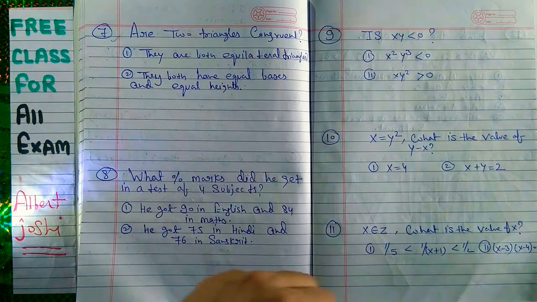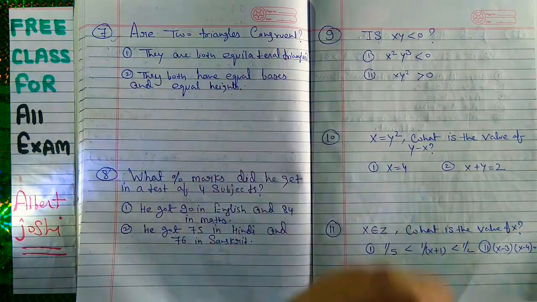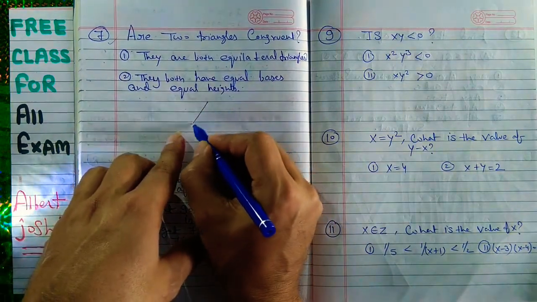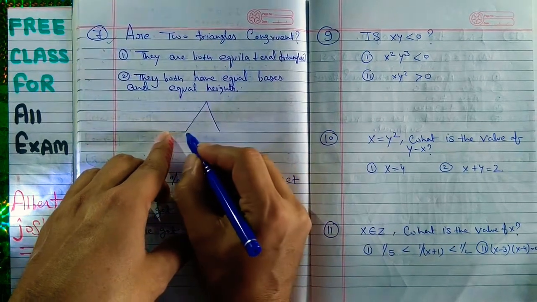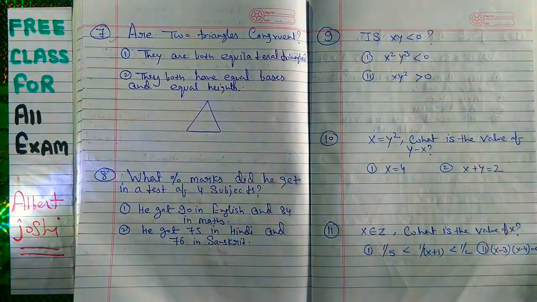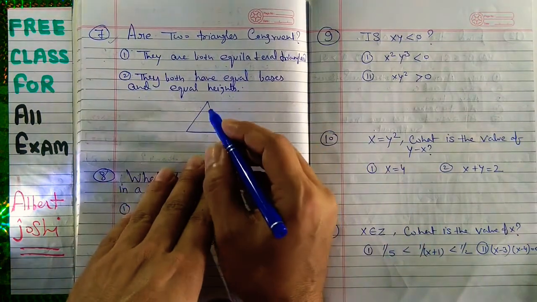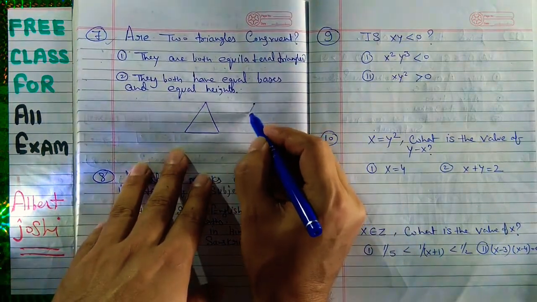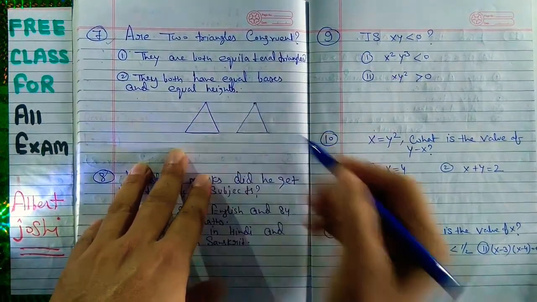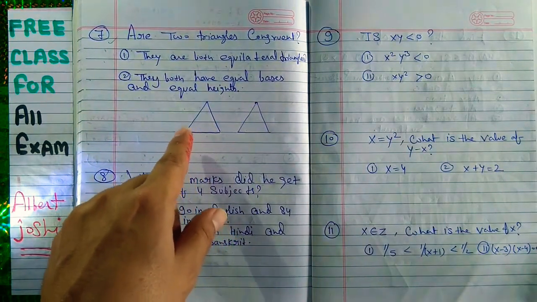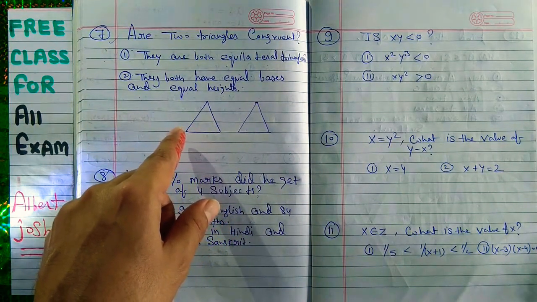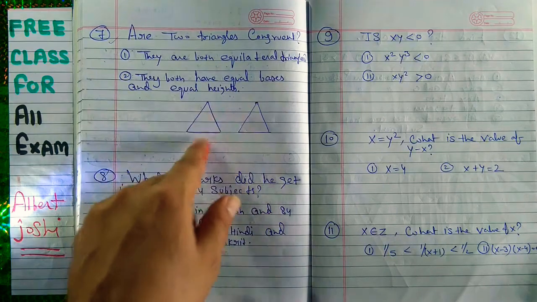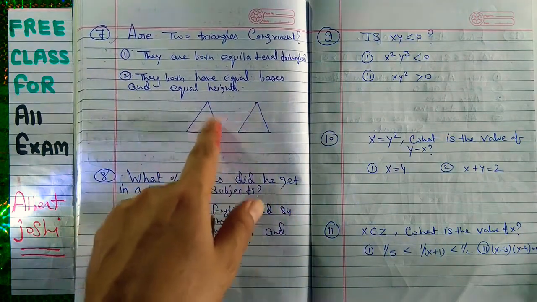Are two triangles congruent? They are both equilateral triangles. So an equilateral triangle, this is the equilateral triangle, means all the sides are the same. Equilateral triangles with the same bases are congruent by the side postulate. All sides are the same. In an equilateral triangle, all angles are 60 degrees.